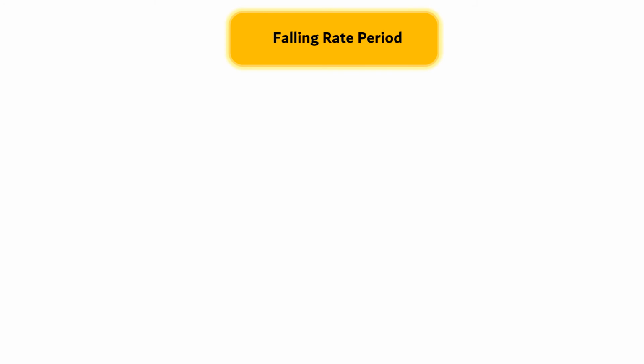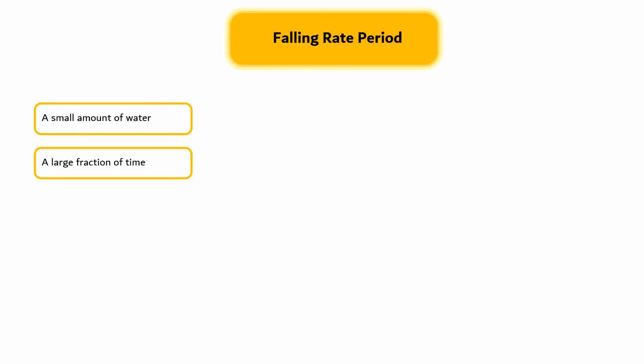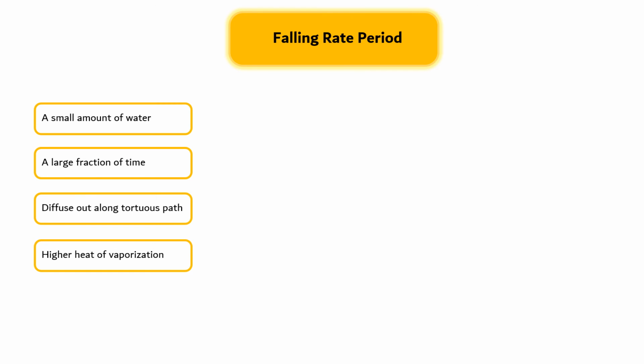Falling rate periods may involve only a relatively small amount of water but may take a large fraction of time. This is because the water may need to diffuse out along some slow tortuous path. It may require a heat of vaporization which is both larger than that of free water and a function of the remaining water content. As a result, the analysis of the falling rate period is complex.